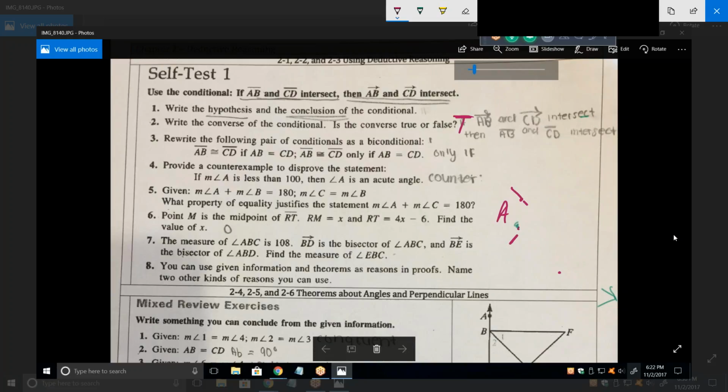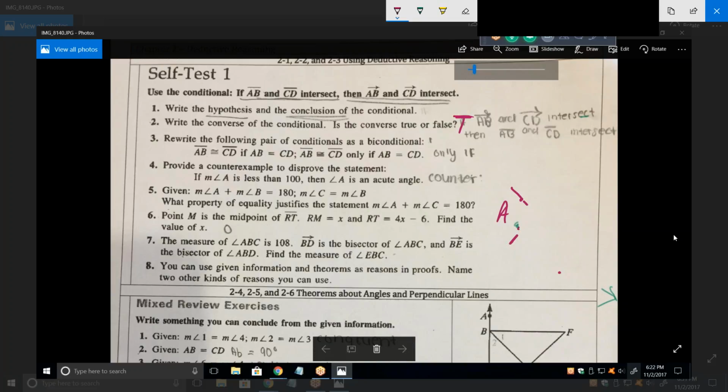Rewrite the following pairs of conditionals as biconditionals. Biconditionals means that the converse is always true, correct? Right. In other words, it's if and only if. So if AB is congruent to CD, if AB is equal to CD, then AB is congruent to CD only if AB is congruent to CD.